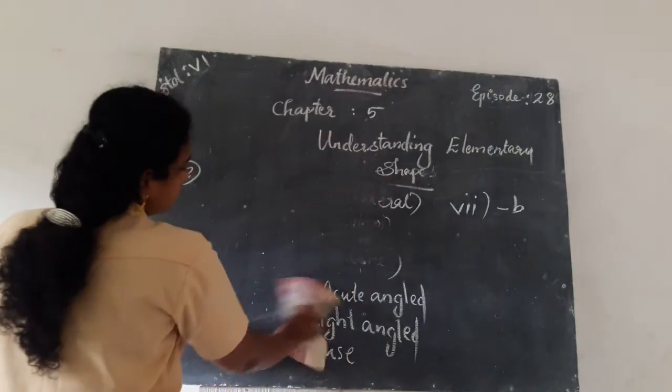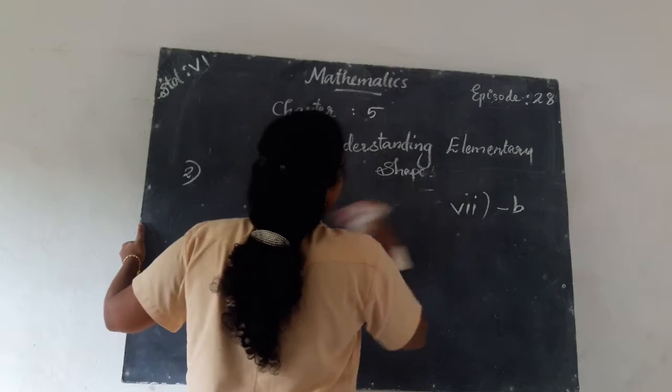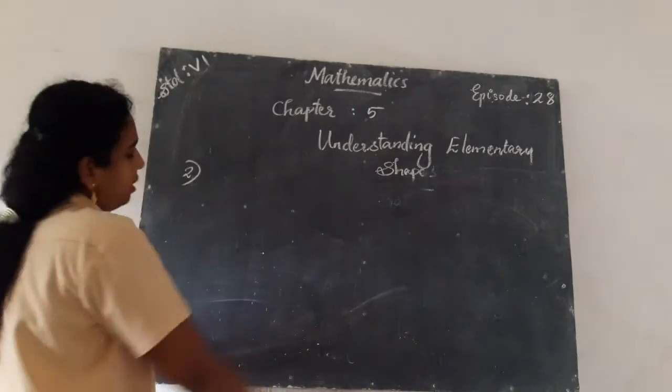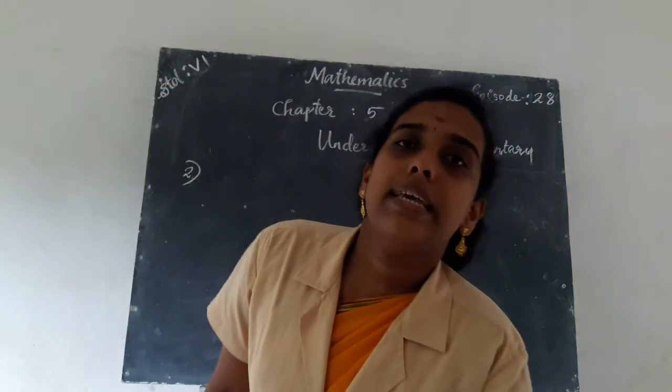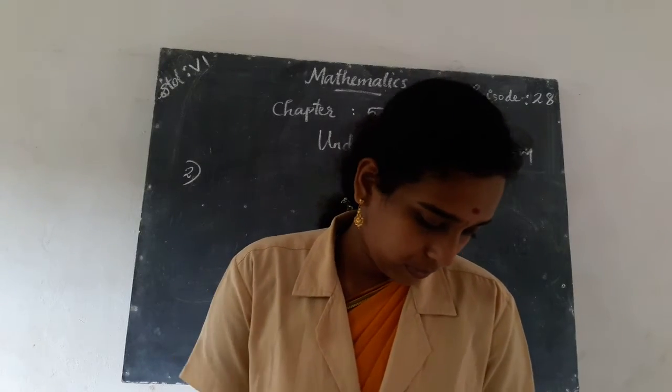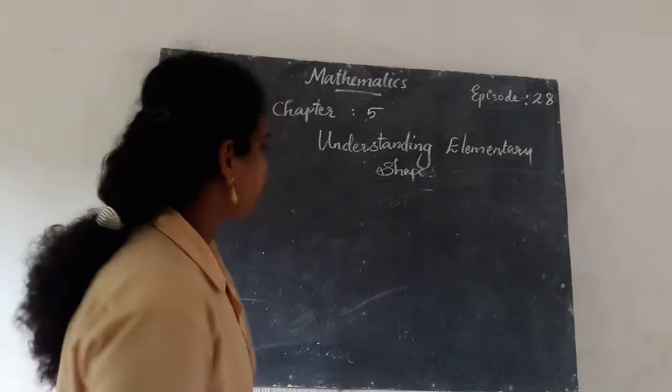So an acute angle means an angle less than 90 degrees. And an angle equal to 90 degrees is called a right angle. Okay. Then the third question.